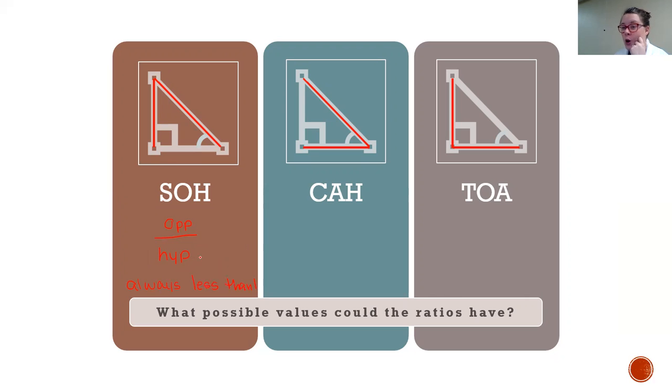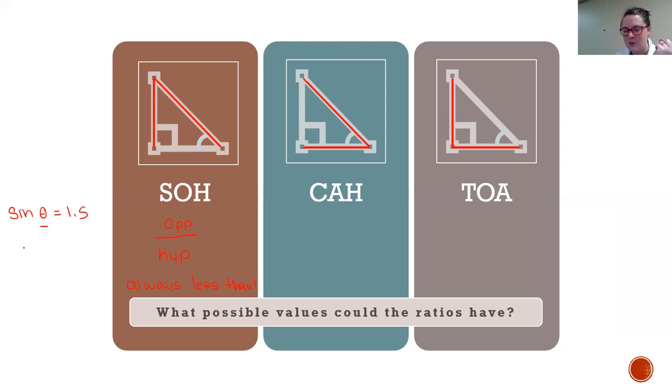Okay? Will always be less than 1. If you want to do a check, try telling me what angle. Let me do this just for the fun of it. Sine of an angle is equal to 1.5. What angle would you need? Put it in your calculator.